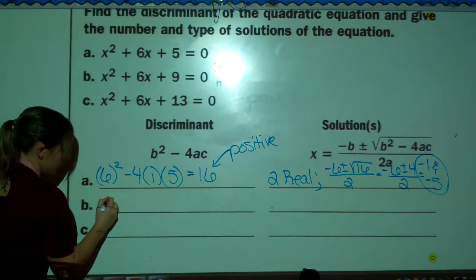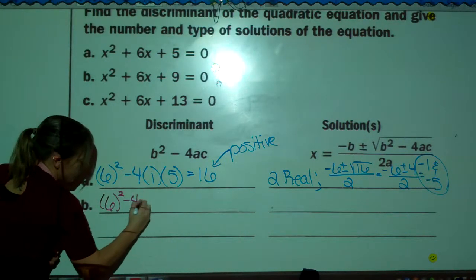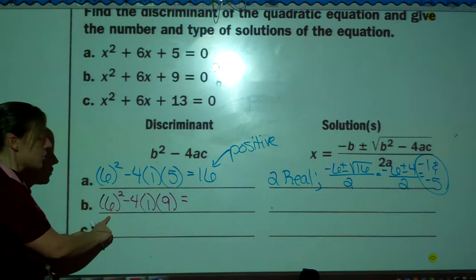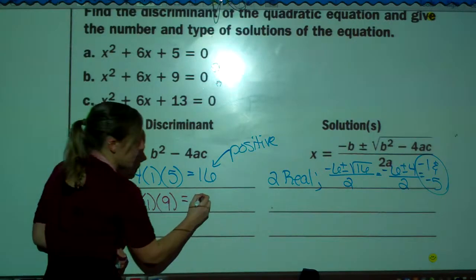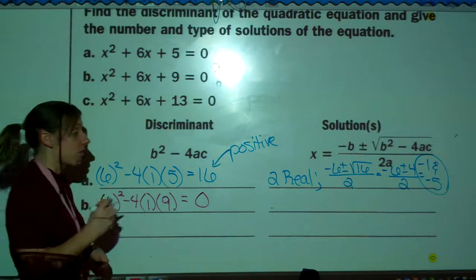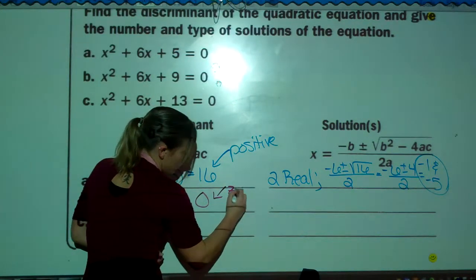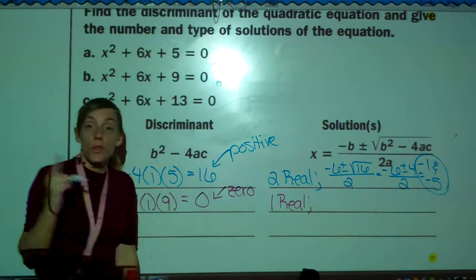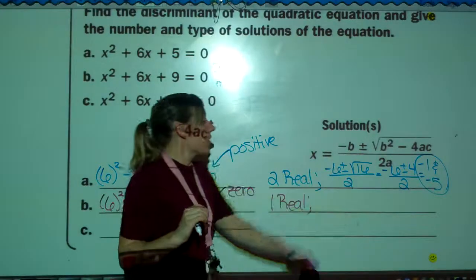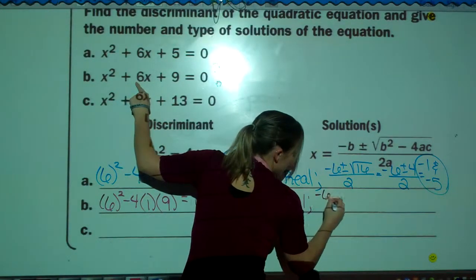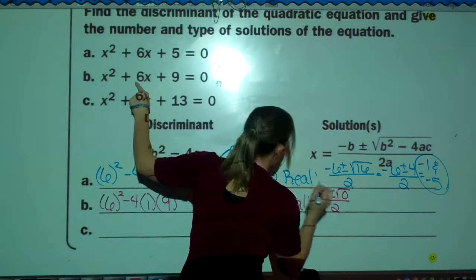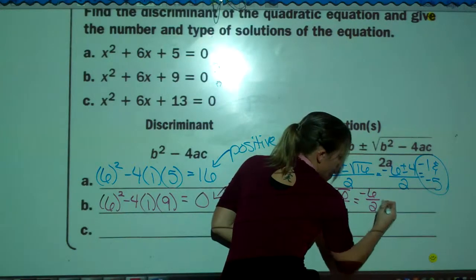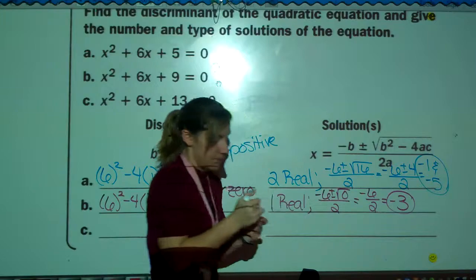B squared, so that's 6 squared minus 4 times 1 times 9. So that's 36 minus 36, and 36 minus 36 is just 0. So since it's 0, that means that there's only one real solution. There's only one answer because that 0 makes the root go away. So let's plug in the rest. Negative 6 plus or minus the square root of 0 over 2, because it's 2 times 1. That 0 goes away, so it's just negative 6 over 2. So that one answer is negative 3.